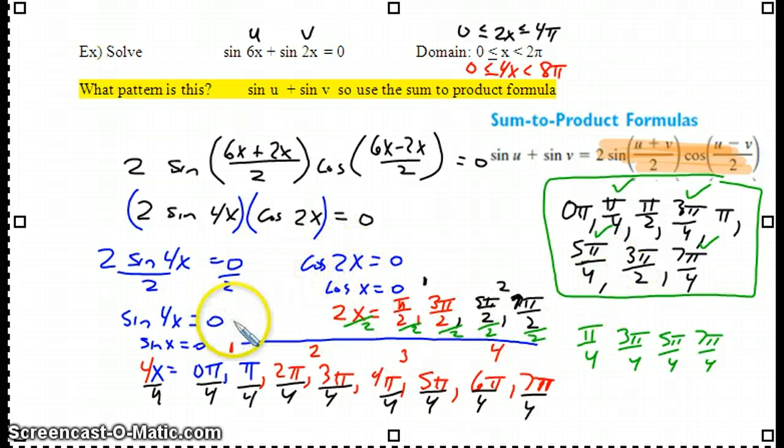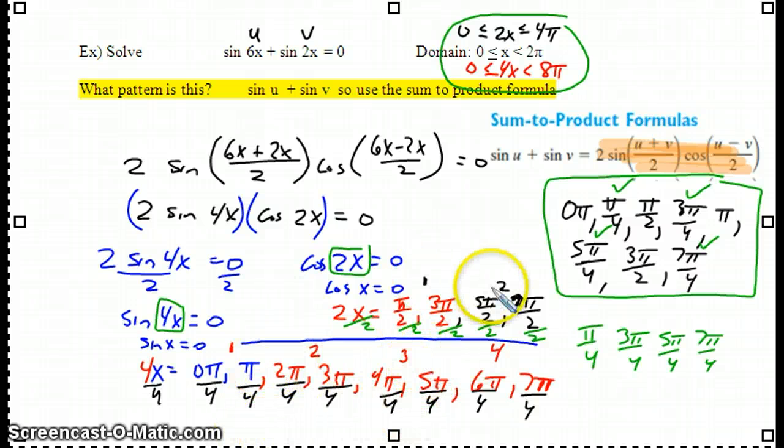So if you're going to do the problem this way, where you don't use the double angle formulas and 2 times the double angle formulas, you have to change your domain and go a certain number of times around the unit circle. Here 4 times, here twice, and then list out all your answers.